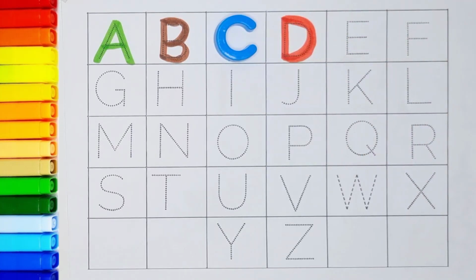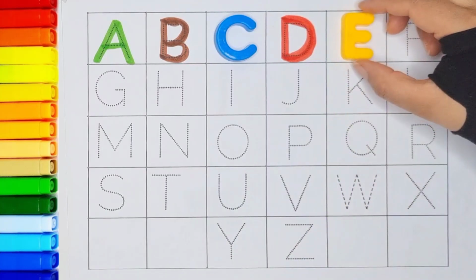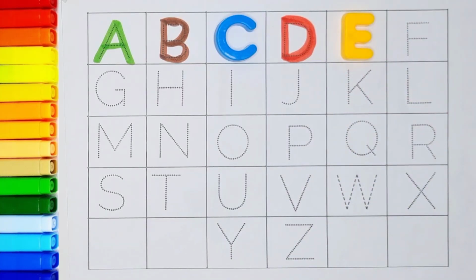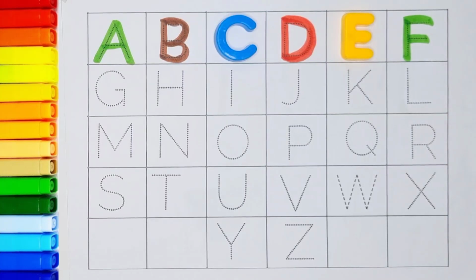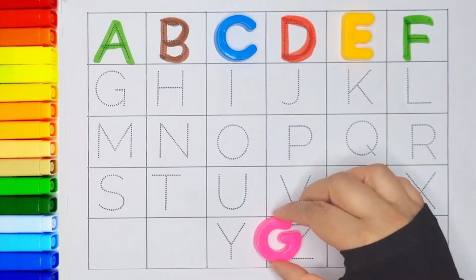D for duck, yellow color. E for egg, green color. F for frog, pink color.